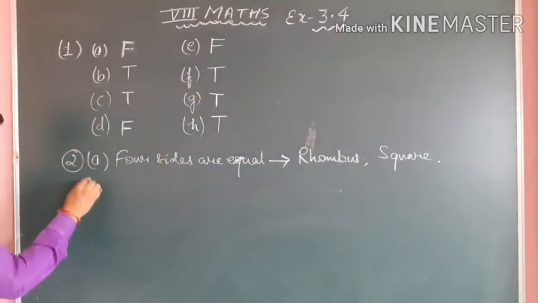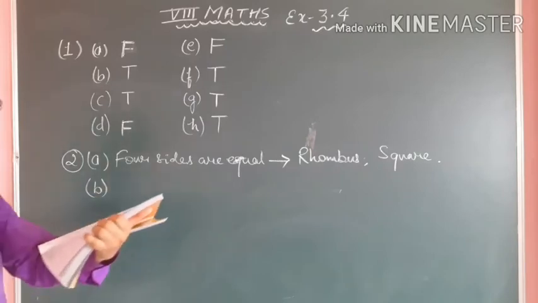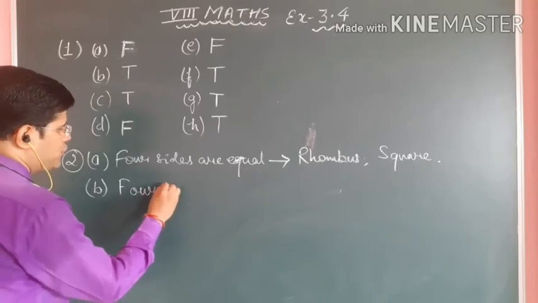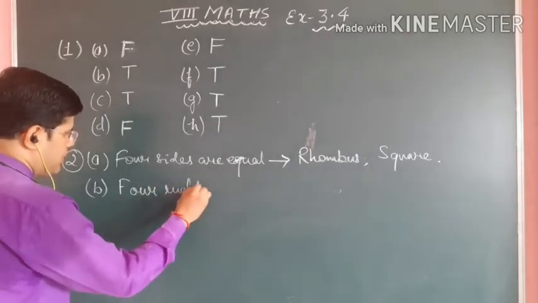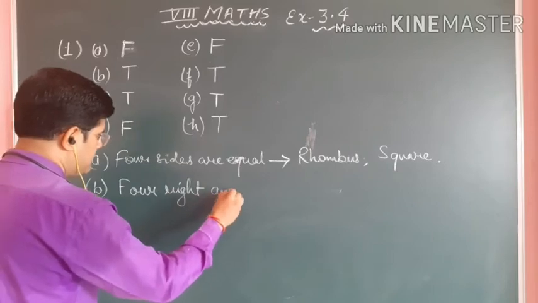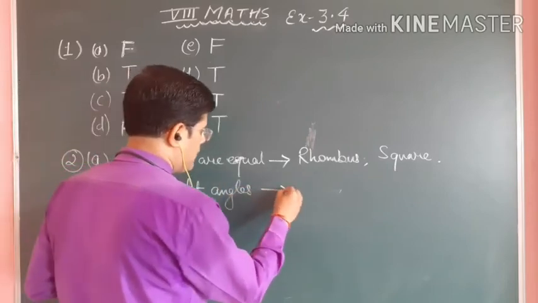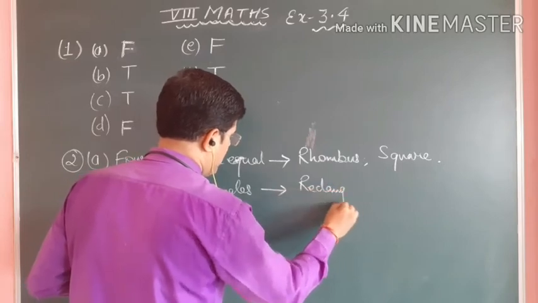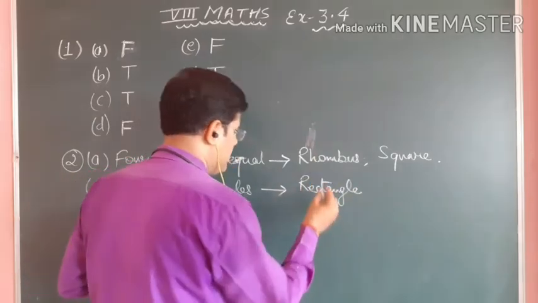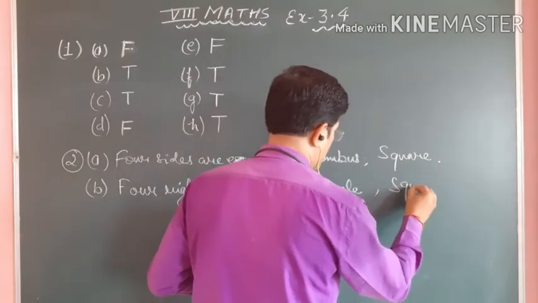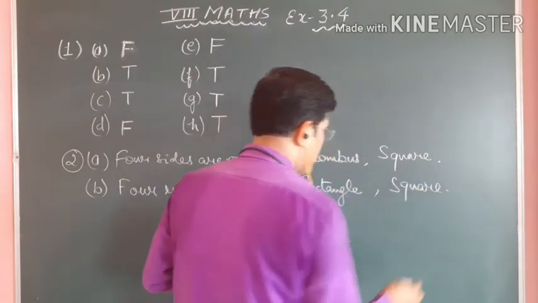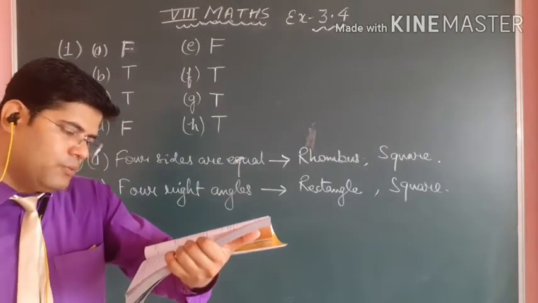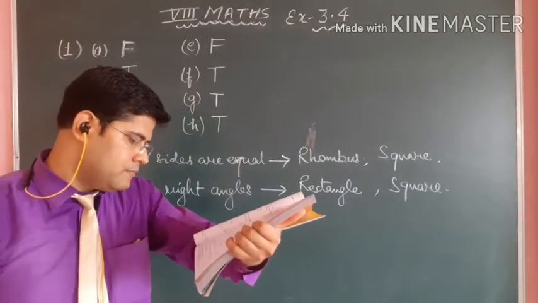Now the B part. It is given four right angles. It also refers to quadrilaterals. First, rectangle. In a rectangle, all angles are right angles, and in a square, all the properties are satisfied. Okay, now only two parts remain.